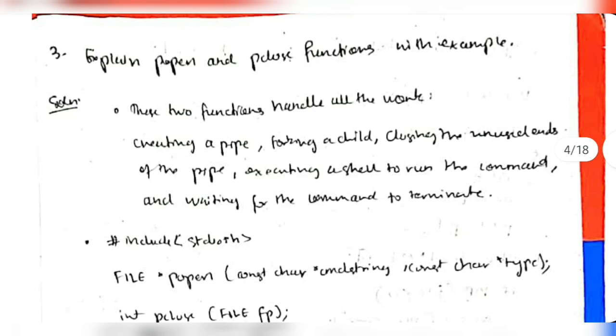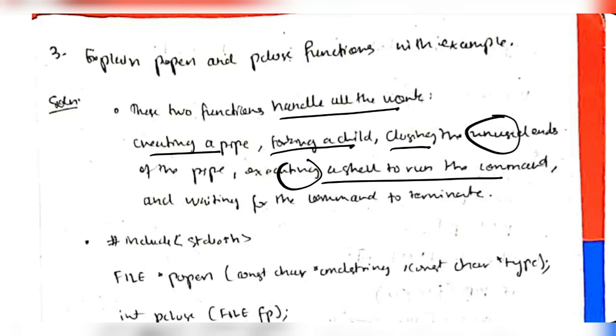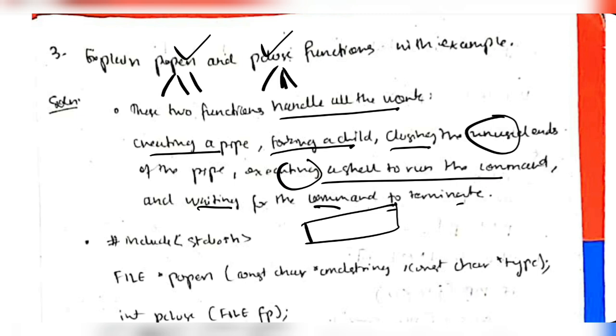and explain popen and pclose function with example. Let's understand what these functions are. These functions are used to handle all the work. All the work means creating a pipe, forking a child, closing the unused ends, executing a shell to run the command, and waiting for the command to terminate. So basically, whatever operations require pipes, these two functions will handle them. These two functions have sub-functions under them, due to which all the small tasks will be handled.